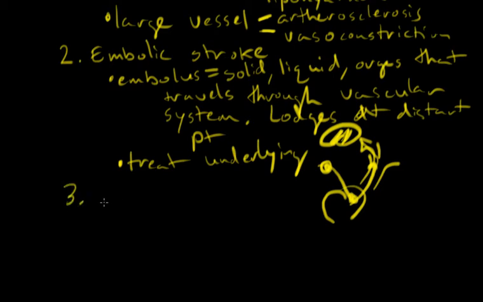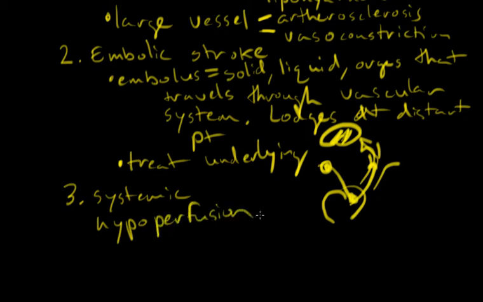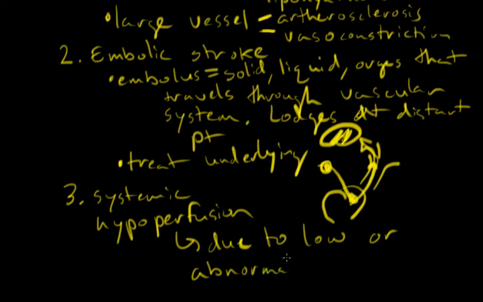And the third pathophysiology of ischemic stroke is systemic hypoperfusion. So here you have a heart, but it's not pumping out, it's got low or abnormal cardiac output. So for example, cardiac arrest, arrhythmia, myocardial ischemia, pulmonary embolism, pericardial effusion, bleeding somewhere else in the body can all lead to systemic hypoperfusion.